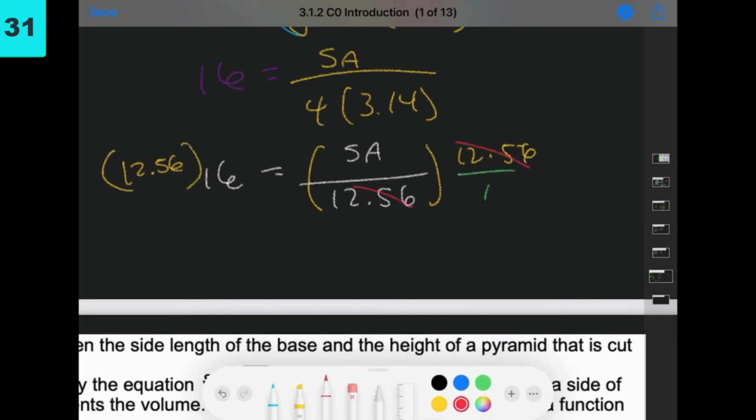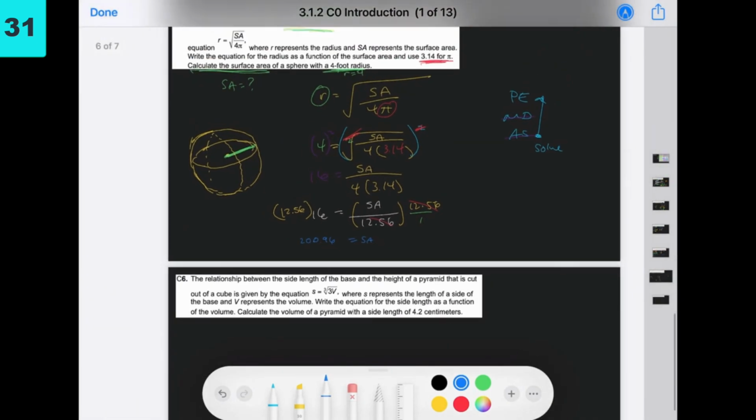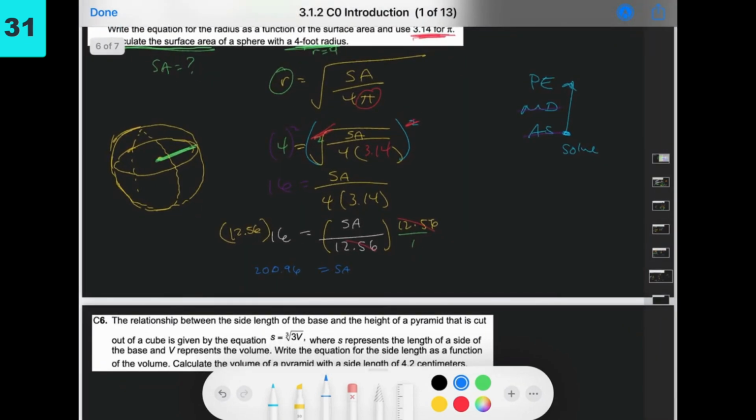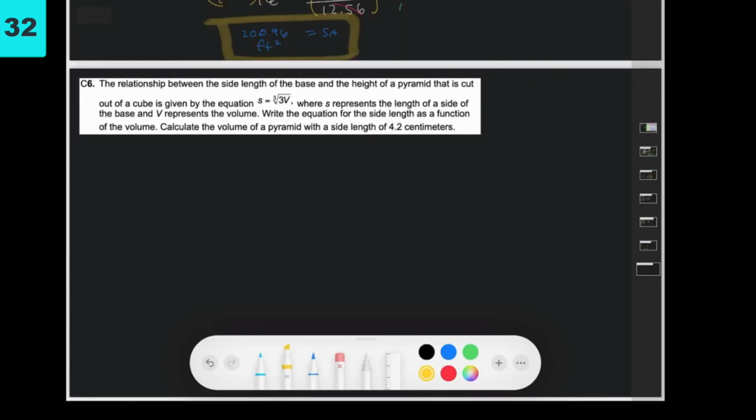We'll see that these will cancel, and then we're going to be left with SA equals 12.56 times 16, and that gives me a number of 296. So the surface area is 296. Surface area, you don't need to know this, but it is an area. So there's my answer.